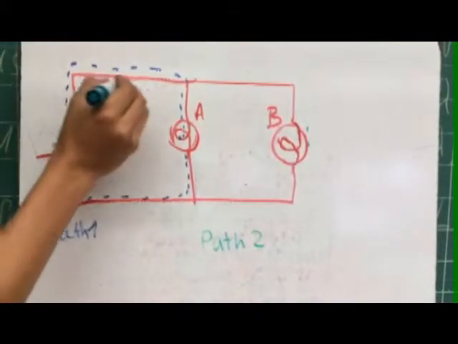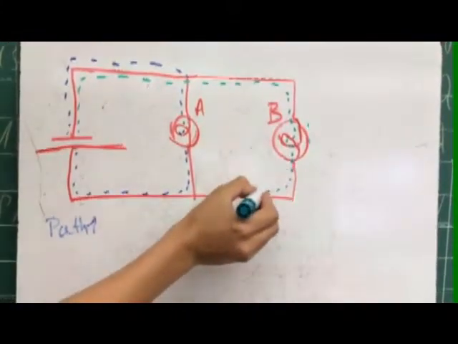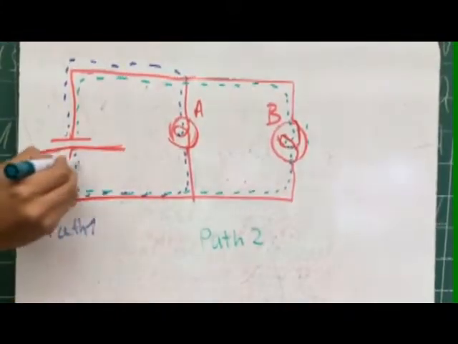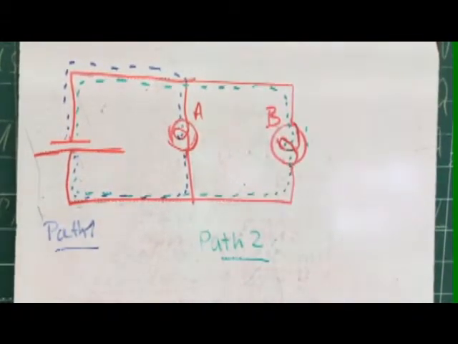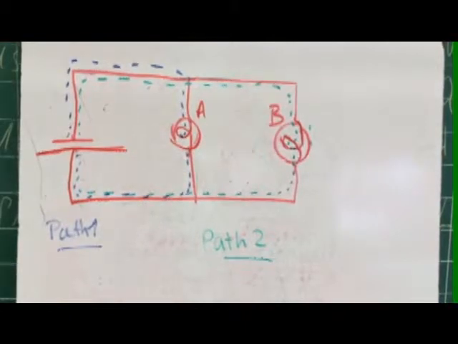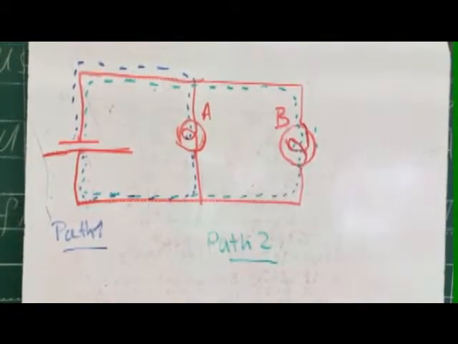We know that because these two are in series, the current here is equal. The paths correspond to different complete loops in the circuit, and each means charge can only travel through one loop.